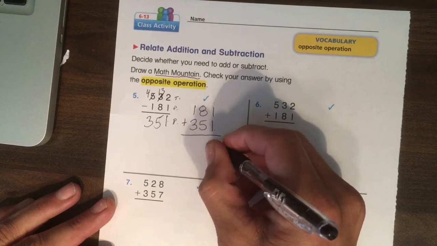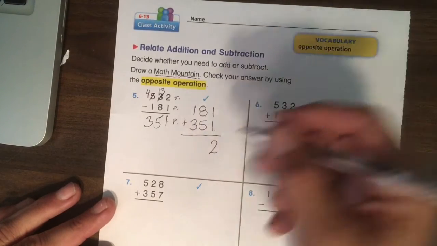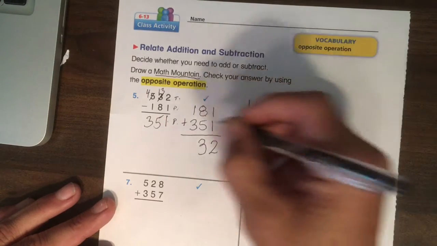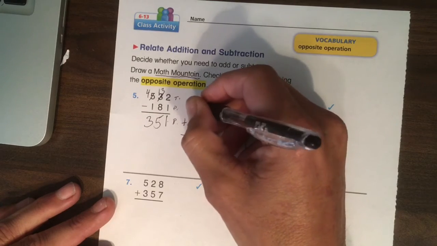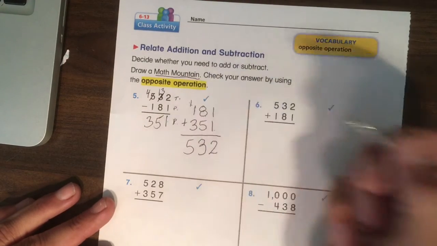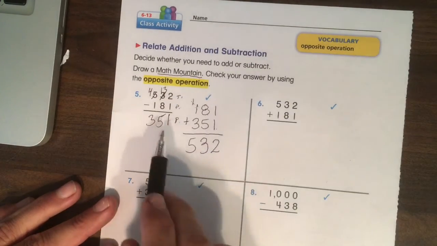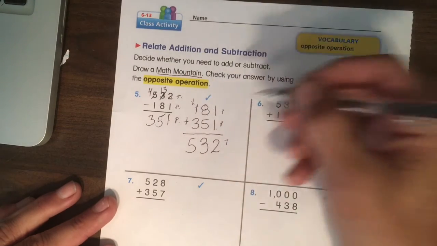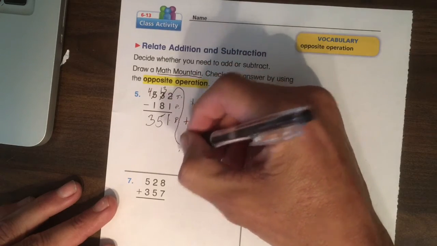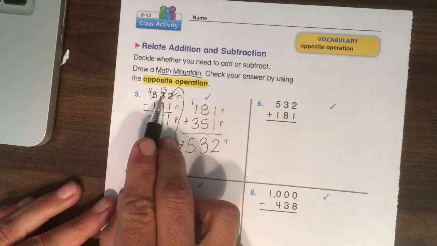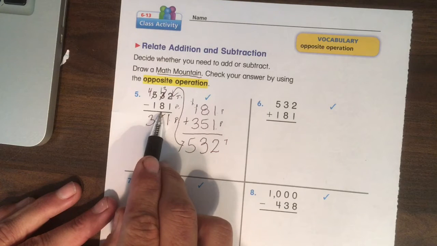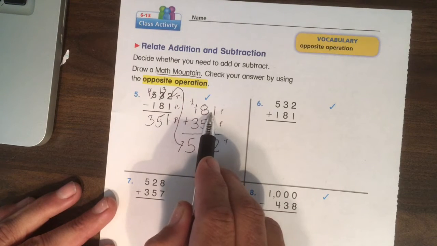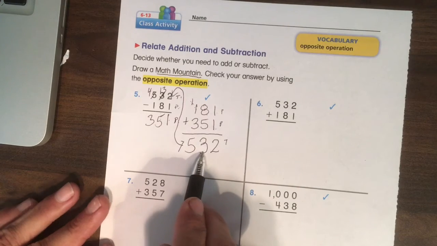1 plus 1 is 2. 8 and 5 is 13. So 3 tens, and then I get a new 100. 1 plus 1 is 2 plus 3 is 5. So another way to think about this is you can see that, okay, here's my part, here's my part, here's my total, and this is going to equal this. But if you think about 532 as your total, if you take away 181, you get 351. If you put back that 181 that you took away, that should give you back to the same spot.